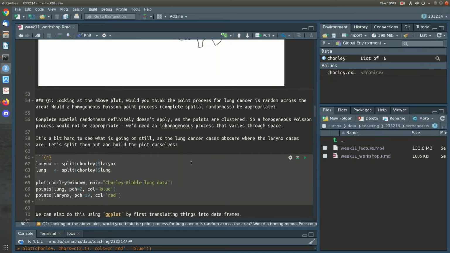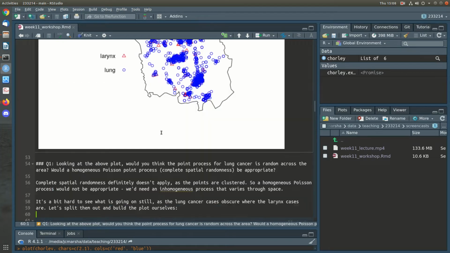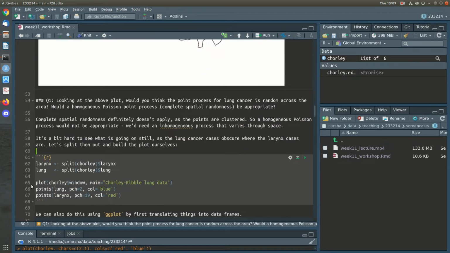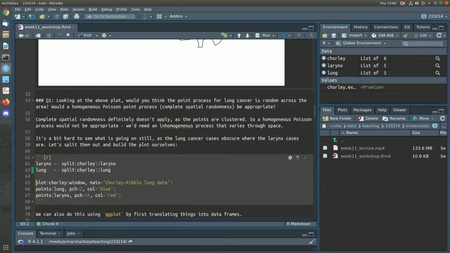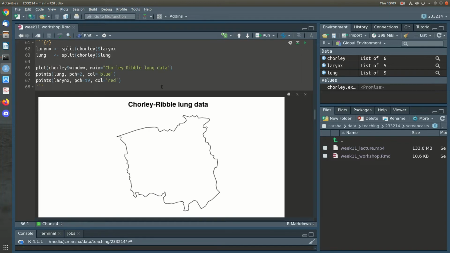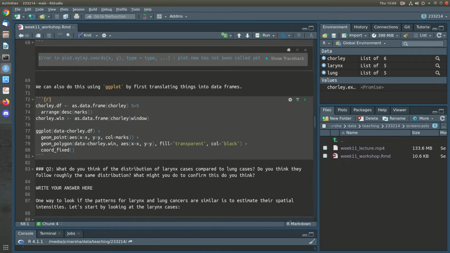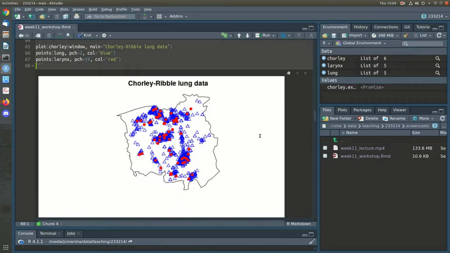This next block just pulls things out so that we can see them a little bit easier, by building the same plot ourselves. We're going to split out the larynx data and the lung cancer data, plot the window, which gives us the polygon, and then put the points on top of it. If we run the whole lot, we get that plot, and by plotting the larynx cases on top, we can see where they are. As you would expect, the distribution of both sets of points is actually quite similar.